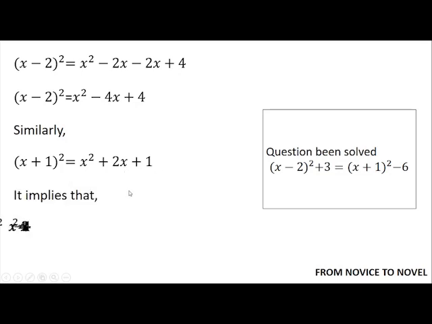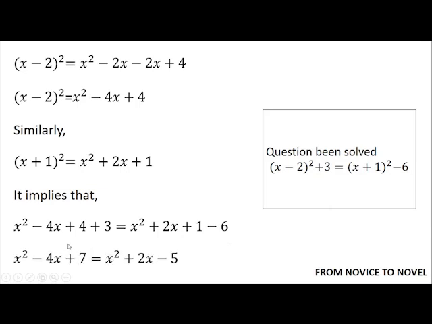And then this follows. So when you do that, we have x squared minus 4x plus 4 plus this 3 equals x squared plus 2x plus 1, then minus 6. Then by the time you solve further, we have x squared minus 4x, 4 plus 3 will give us plus 7.